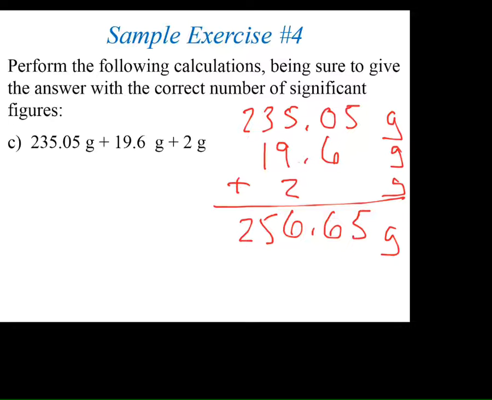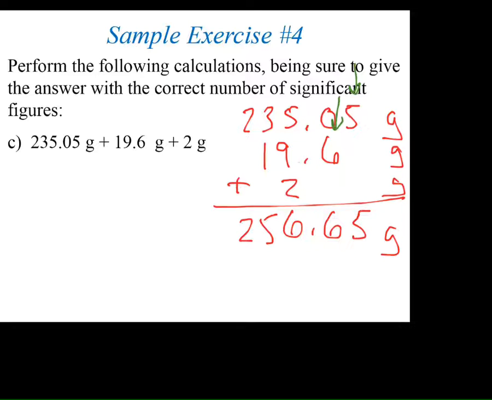Okay, let's look over here and look then at our places. So 235.05, how many sig figs? 5, and the last one is in which position? The hundredths. Okay, so this one can only go out to hundredths. Okay, 19.6 has 3 sig figs, and the last one's in the tenth place. Okay, good. Yes? I'm sorry.